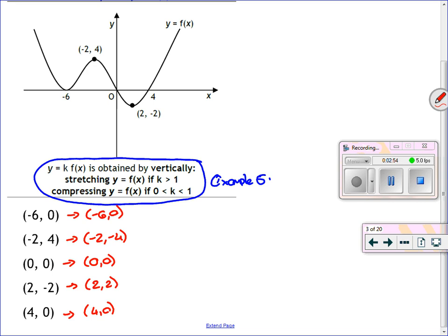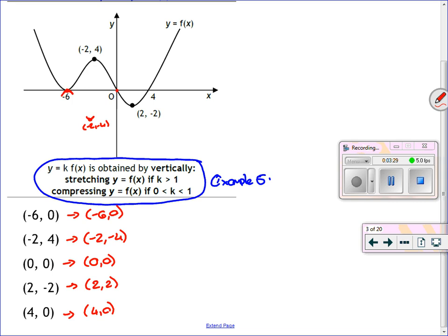So minus 6, 0, we'll plot that, stays here. That was a minimum turning point. Because that's now flipping, that's going to become a maximum turning point. Minus 2, 4 is going to flip over and is going to become minus 2, minus 4. That was a maximum turning point. That now becomes a minimum turning point.